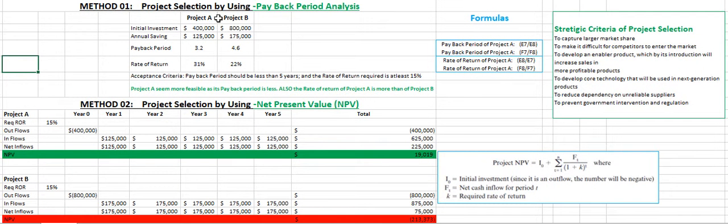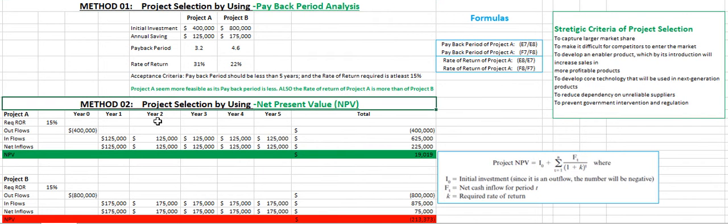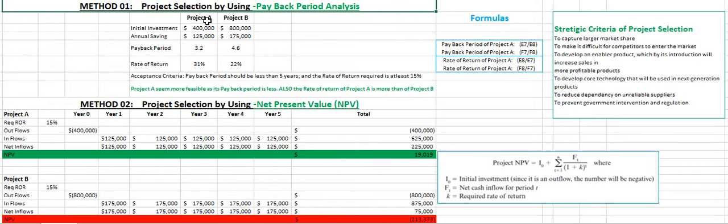Among financial methods, there is a method called project selection using payback period analysis, and the second method, which is also a financial method to analyze the project cost, is the net present value method. So first of all, we will learn the payback period analysis.